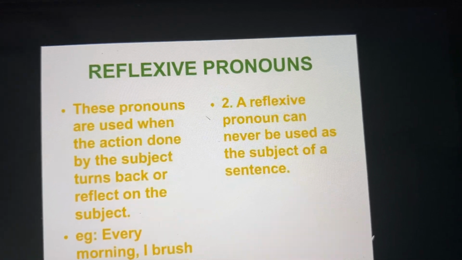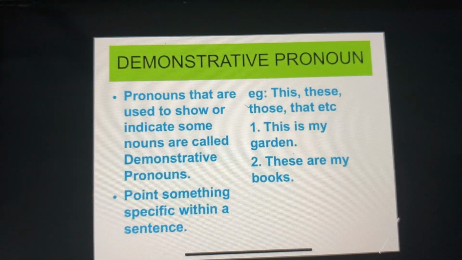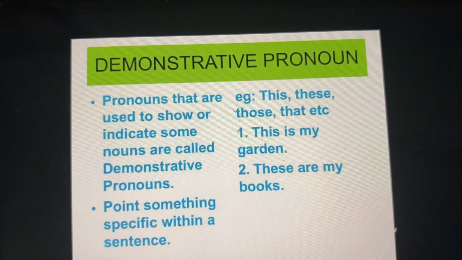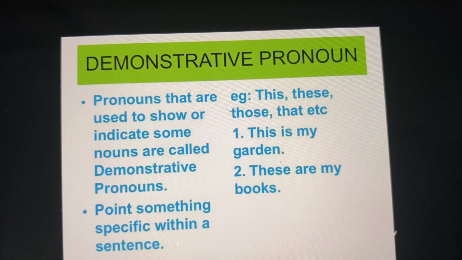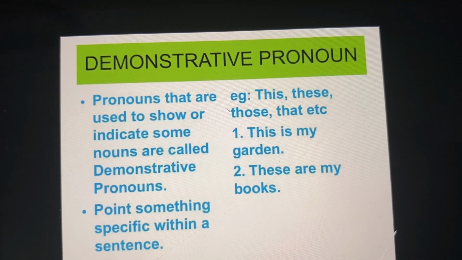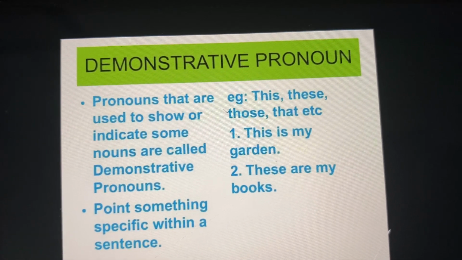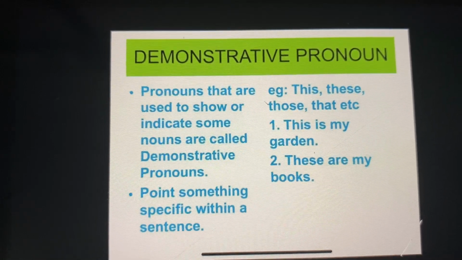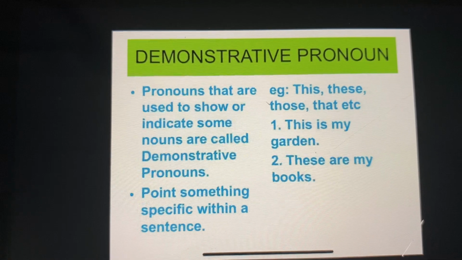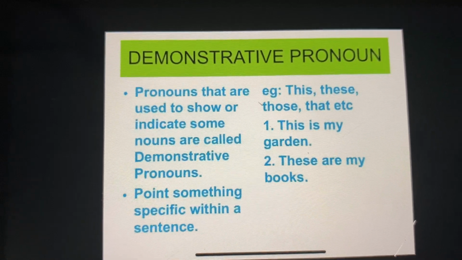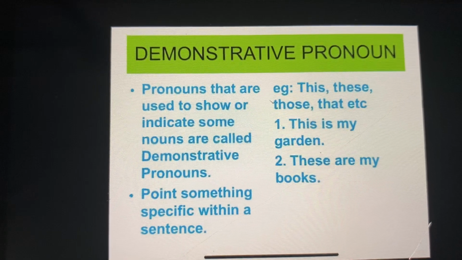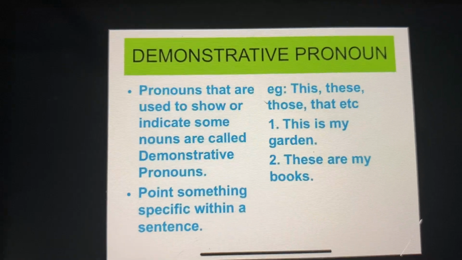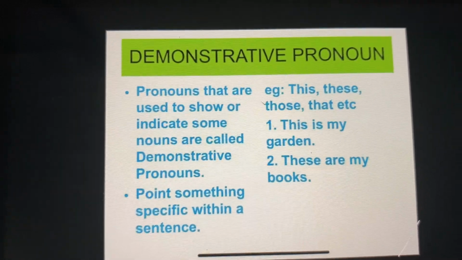Now, let's move to our next type of pronoun, that is the demonstrative pronoun. Now, what is a demonstrative pronoun? Let's talk about the word demonstrative first. The word demonstrate means to show something. Pronouns that are used to show or indicate some nouns are called demonstrative pronouns. They point to something specific within a sentence. Now, let's see the example. This, those, that, etc. This is my garden. These are my books. I am showing that this, these, that belongs to me.